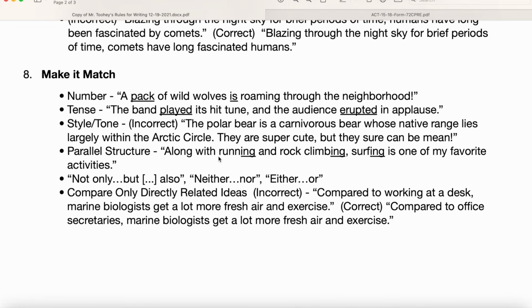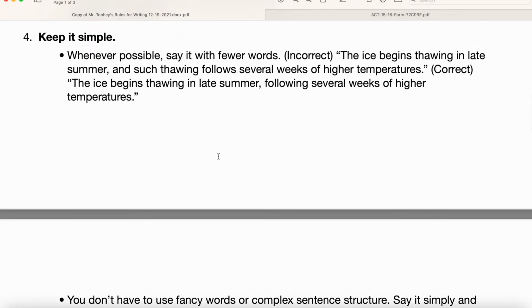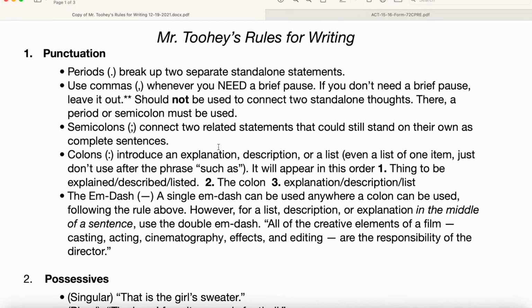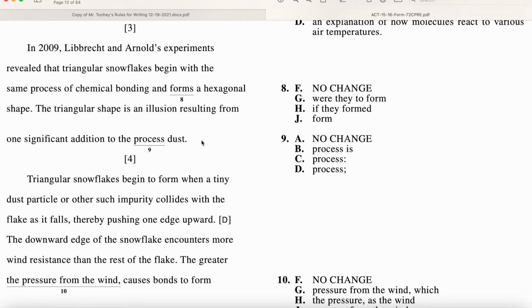I'm going to go to the rules document. When they could stand on their own, like the two sentences. Yes, it's for two related statements that could still stand on their own. It's complete sentences. That's the semicolon. So do we have two standalone thoughts here? Two statements that could stand on their own as a complete sentence in this question? Nope. Dust doesn't stand alone. So it can't be D.